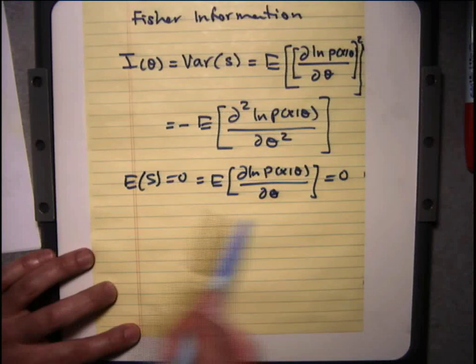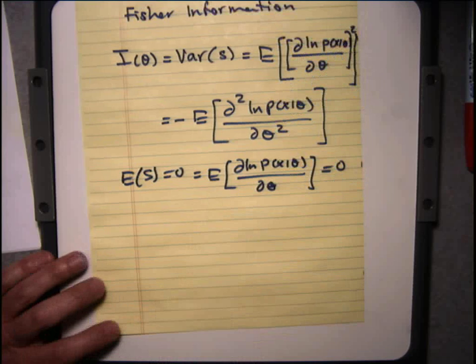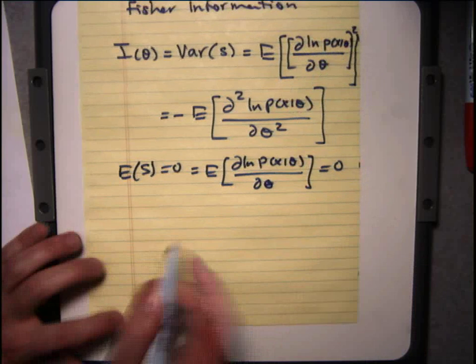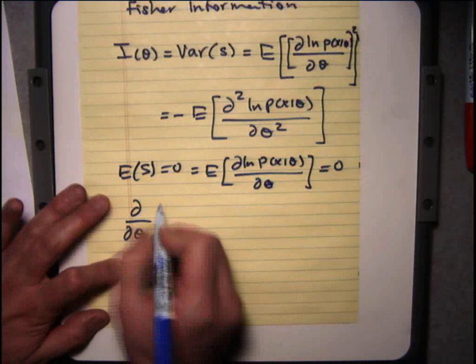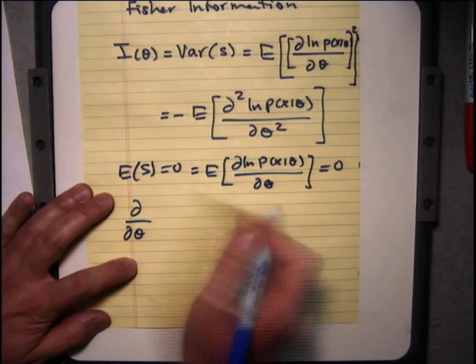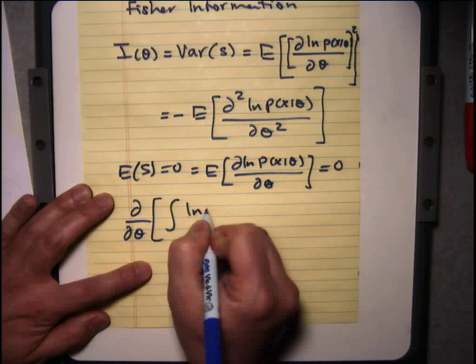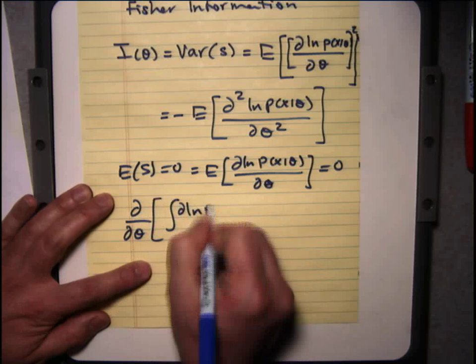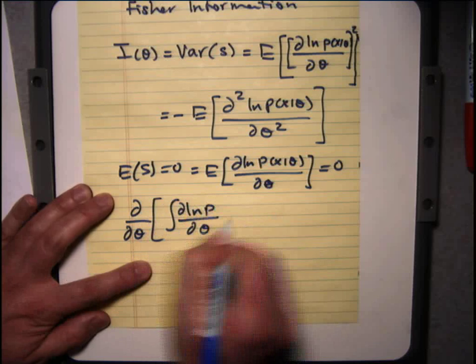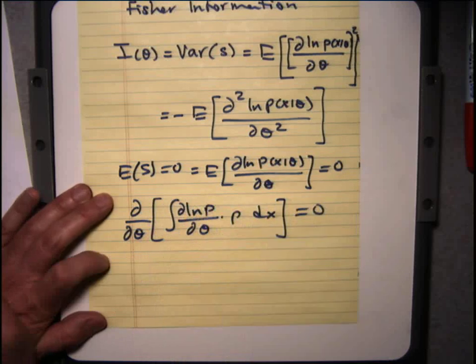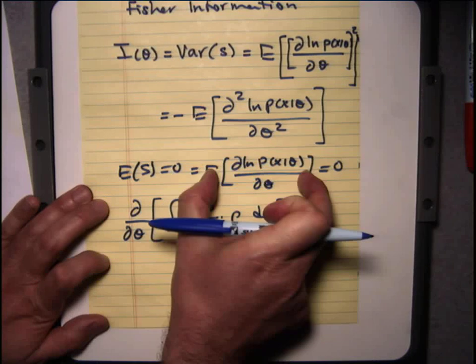This is a constant, and therefore I can take a derivative of it with respect to theta and set it equal to, and that's going to be 0 too. So d by d theta of this quantity, which is an integral of d log p d theta times p dx, this is equal to 0. Okay, this is simply this expected value.